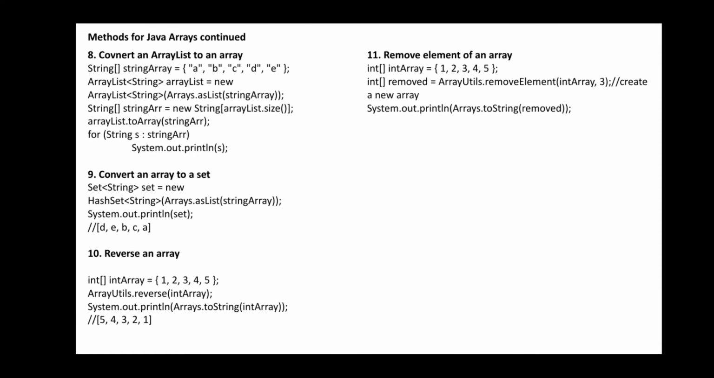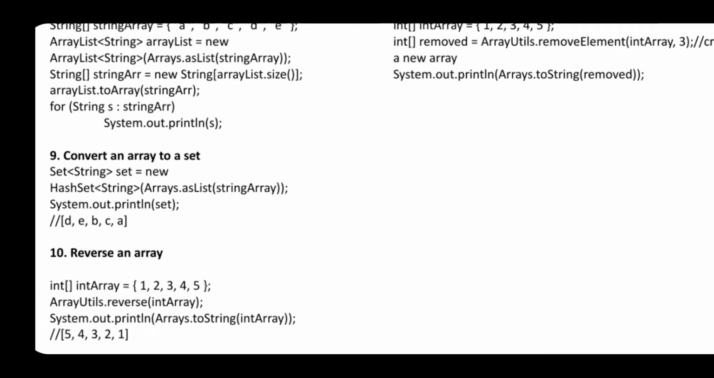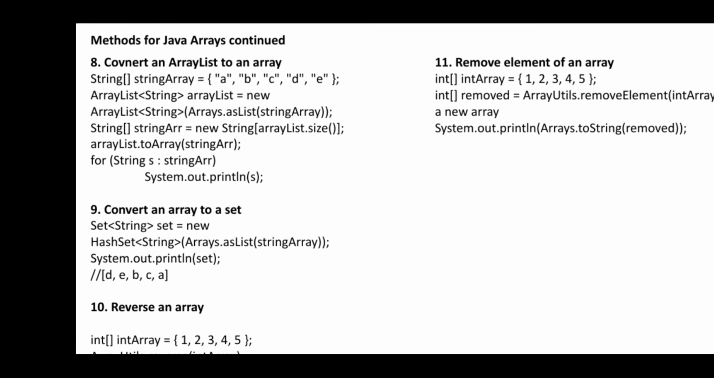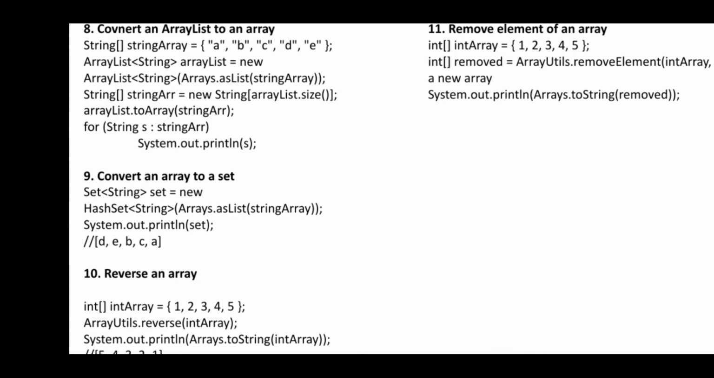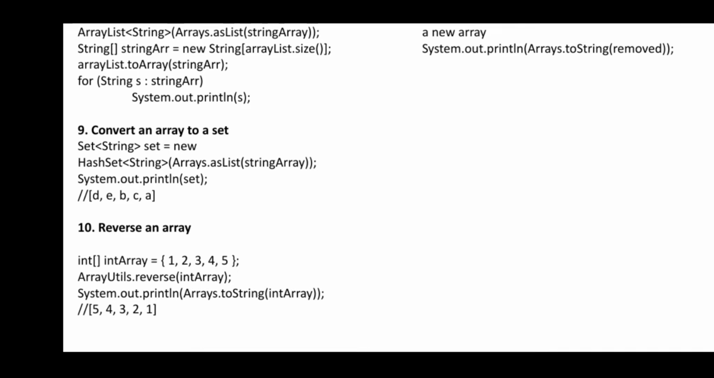Then we can go for the last 4 different types of functions. First one is convert an array list to an array. Now previously you converted an array to an array list. It is vice versa of that one. It will be converting an array list to the array. Convert an array to a set of values. Set means how you are going to define the subsets.